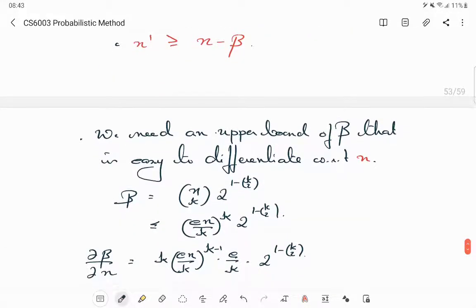Okay. Now, we need to do the second step. We want to find the best n so that this n minus this function is as large as possible. We want to differentiate it with respect to n and set it to 0. But in order to differentiate a combinatorial function, like this n choose k and so on, it is easier to give it an upper bound and then differentiate, right?